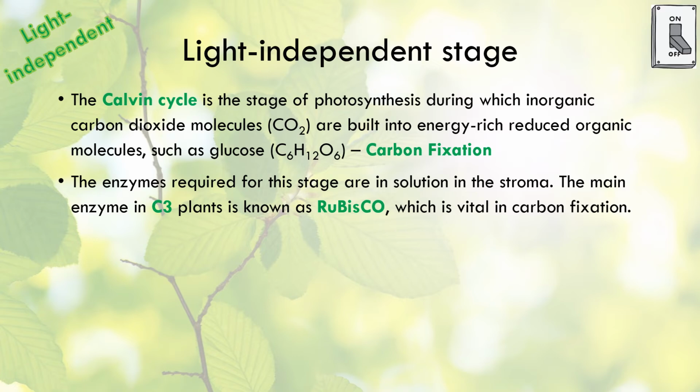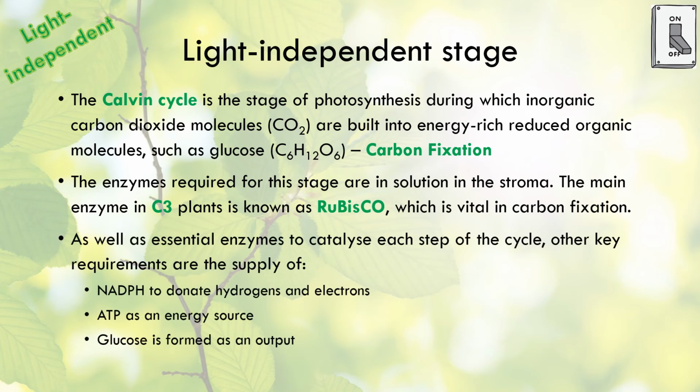Now, you need to know about this enzyme, and it's specific in your study design that you need to know what Rubisco is and what it does. So this is why we start to focus on this one. As well as essential enzymes to catalyze each step of the cycle, other key requirements are the supply of NADPH, so we can donate those hydrogens and electrons that it's got. We need our ATP as our energy source, and we're going to be forming glucose as an output. So that's our product at the end of this particular process.